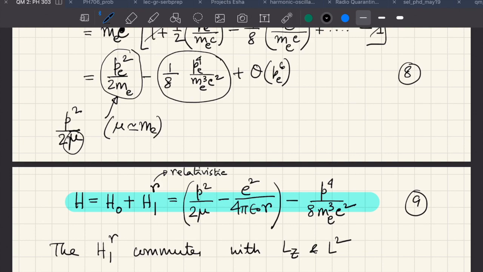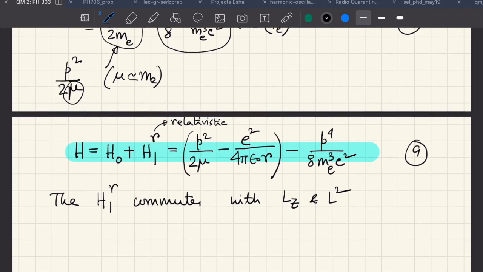So we can therefore pick our unperturbed states as the ones which are the simultaneous eigenstates of H naught, L squared and Lz. That is, we can still work with our standard kets, which are the eigenstates of the unperturbed Hamiltonian, sometimes denoted by the ket nlm or psi nlm, it doesn't matter. It's just a convenience of notation. They are the unperturbed eigenstates.